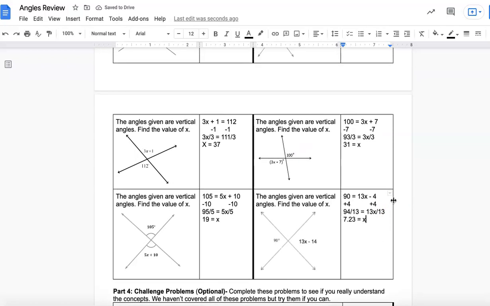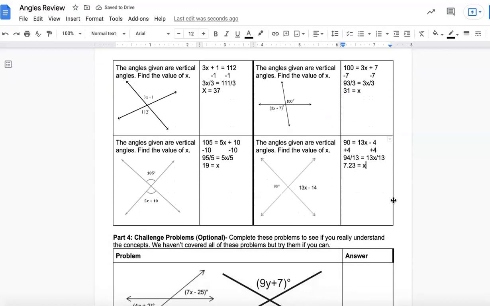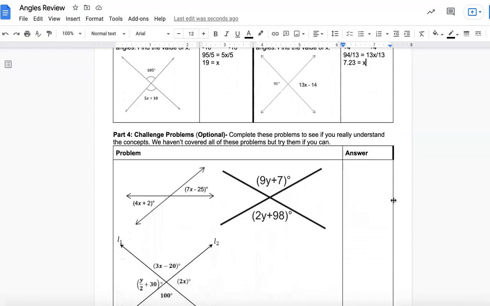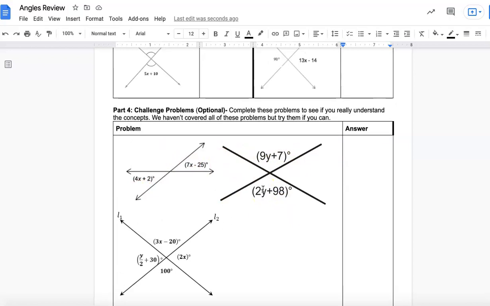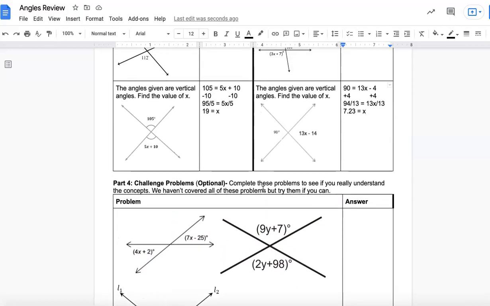And that is how you solve the problems in part 3. I will try and create a video for part 4, but they are optional challenge problems. As you can see, it's going to involve a lot more steps to be able to solve these sets of vertical angles here.